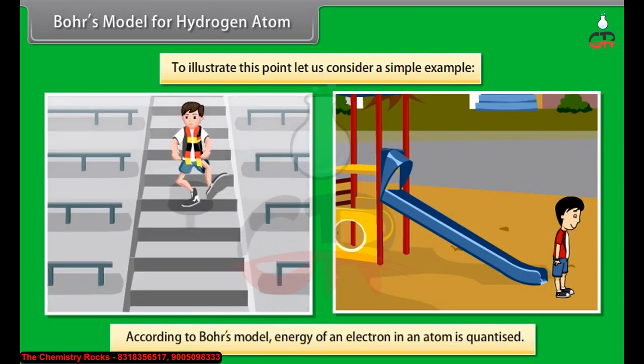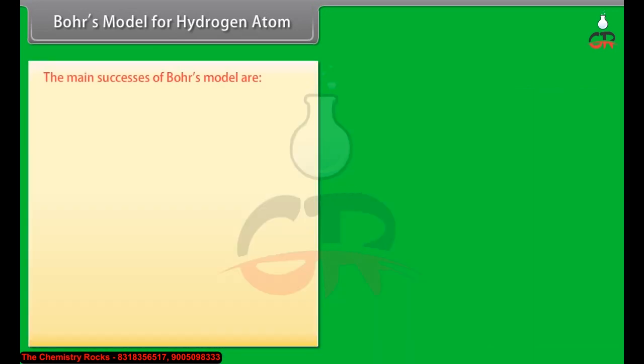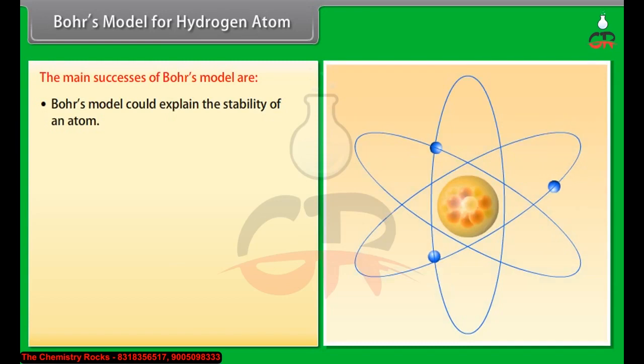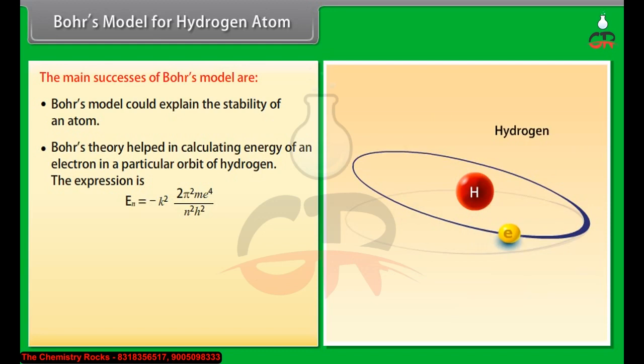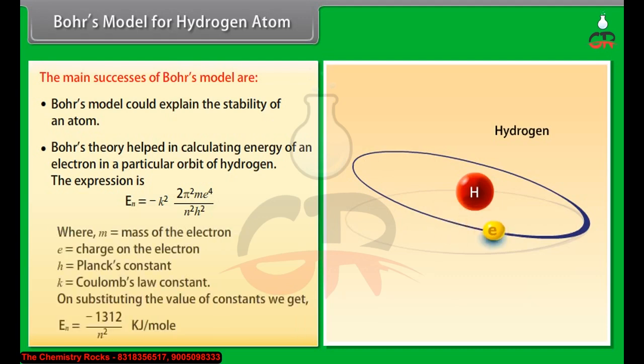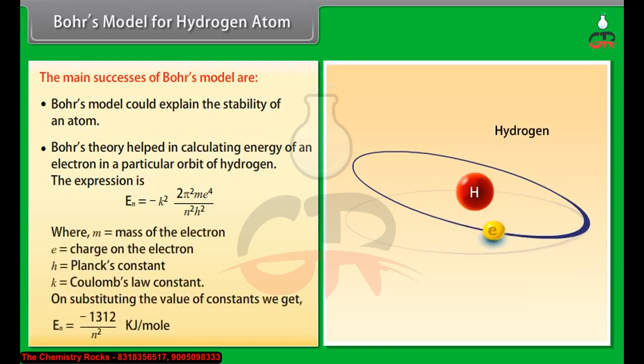The main successes of Bohr's model are: Number 1. Bohr's model could explain the stability of an atom. Number 2. Bohr's theory helped in calculating energy of an electron in a particular orbit of hydrogen. The expression is En is equal to minus k square into 2 into pi square into m into e raised to the power 4 divided by n square into h square, where m is mass of the electron, e is charge on the electron, h is Planck's constant, k is Coulomb's law constant.